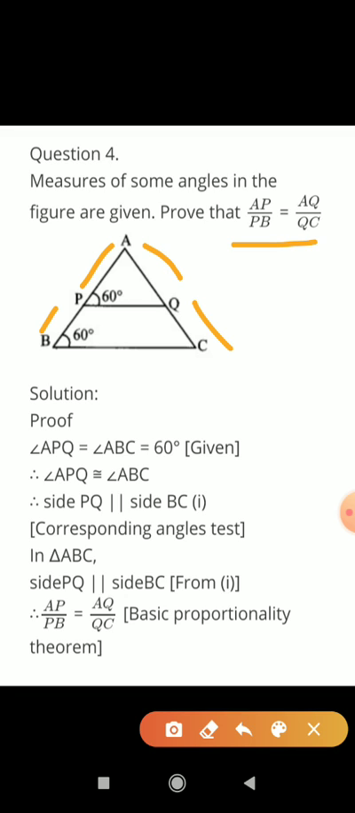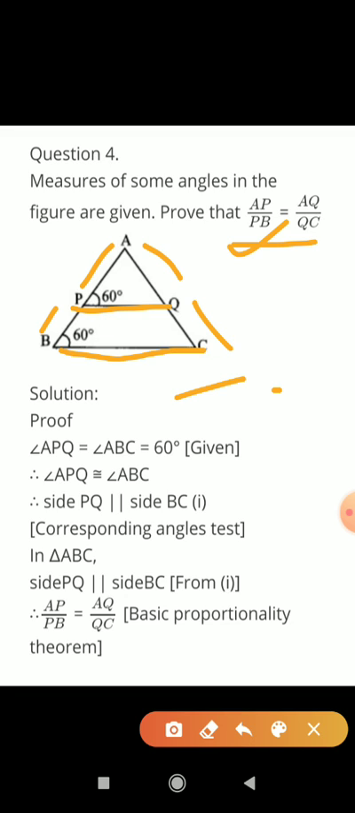But for the basic proportionality theorem, we know there must be a line parallel to one side of the triangle, and then that theorem is applicable in that triangle. So here first we have to prove that the central line, line PQ, is parallel to line BC, because it is not given in the question. Then we can apply the basic proportionality theorem, and we get this answer.